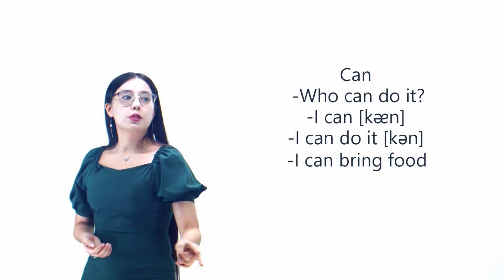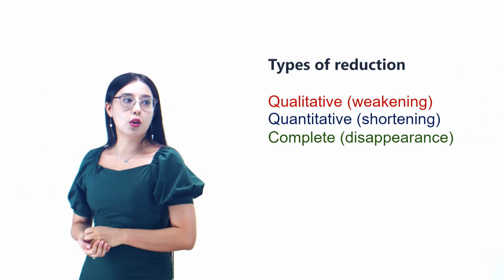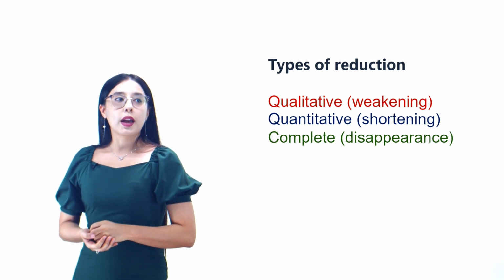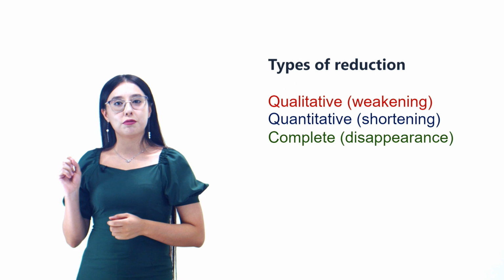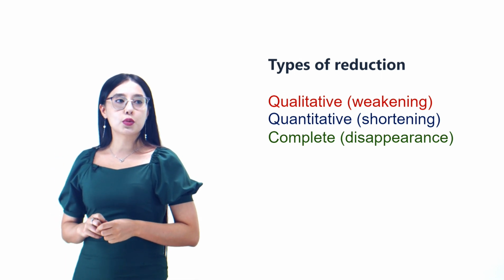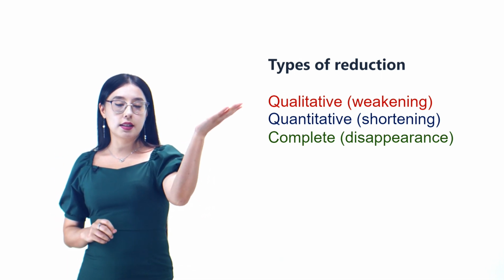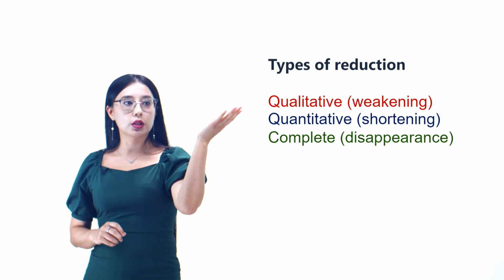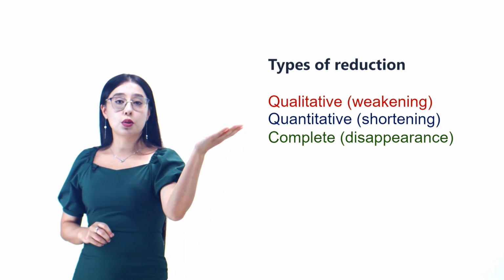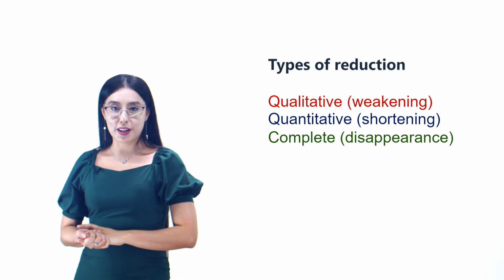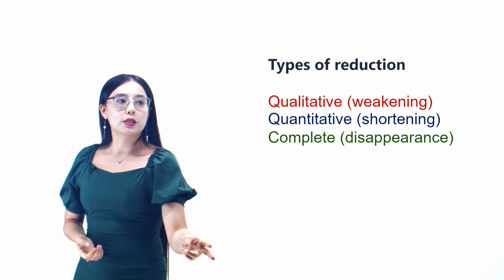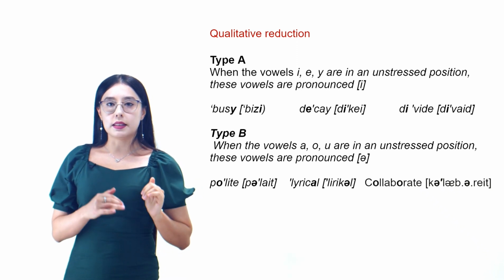And now let's talk about types of reduction. So we have three types of reduction, and they are really connected to the three features I have talked about. The first one is qualitative, and it is weakening of the sound. Quantitative, it's shortening of the sound. And the complete, this is disappearance. Now we will talk about all of them in detail.